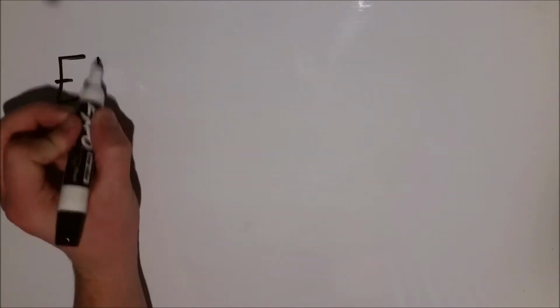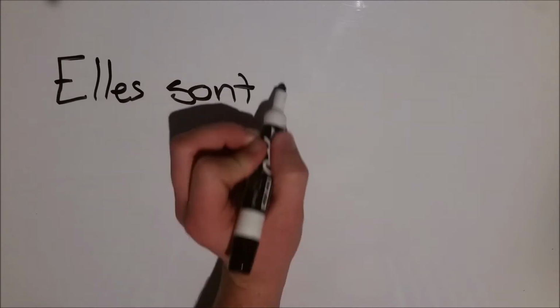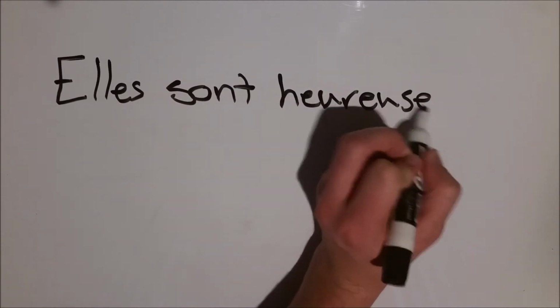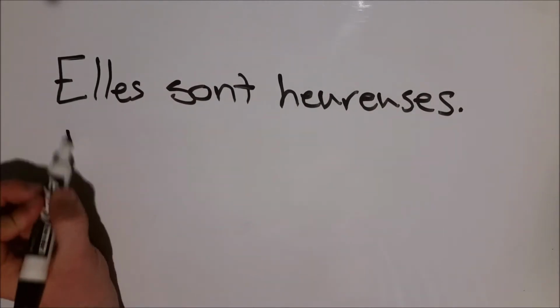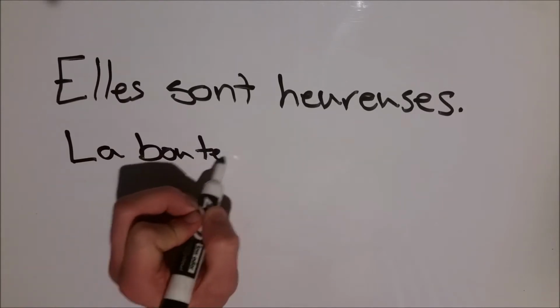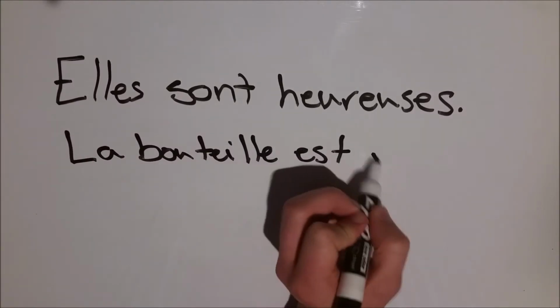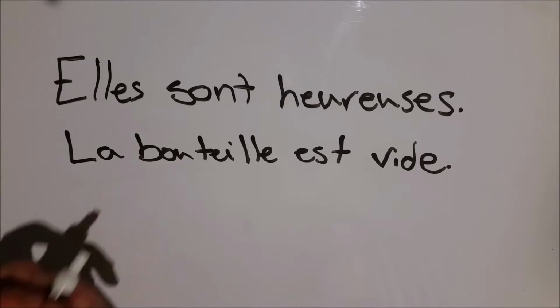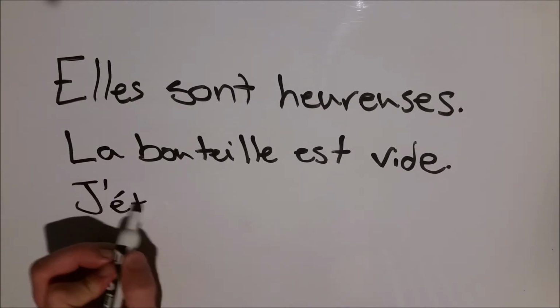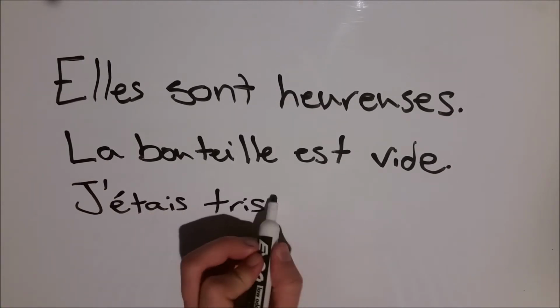It's used to describe things, both physically and their emotions. So we can look at a present tense, elles sont heureuses. We can describe an object, like la bouteille est vide. And we can describe a feeling from the past, like j'étais triste.